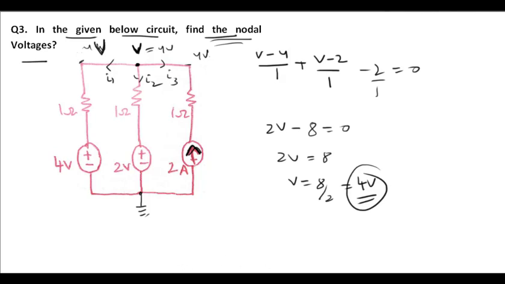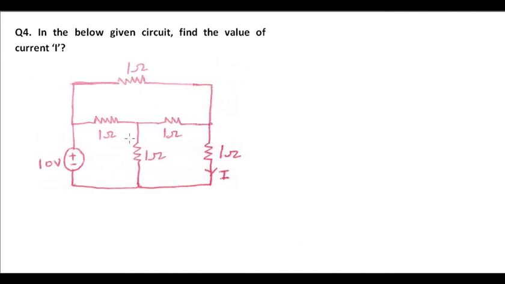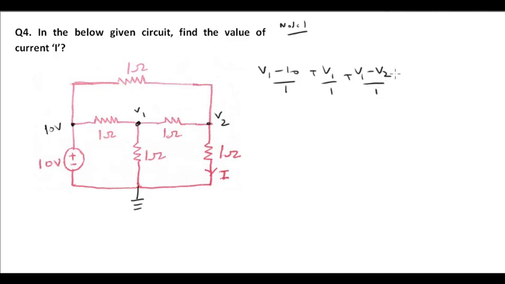Now we will solve the next question based upon nodal, that is question number 4. In the below given circuit, find the value of the current I. So this is 10 volt, therefore this node will also be 10 volt. I am taking this node as V1, this node as V2, and this node as the reference node, that is the ground potential. Now applying nodal at node 1, that is V1: V1 minus 10 upon 1, V1 upon 1 plus V1 minus V2 upon 1 equal to 0. From here I can write 3V1 minus V2 is equal to 10. This is our first equation.